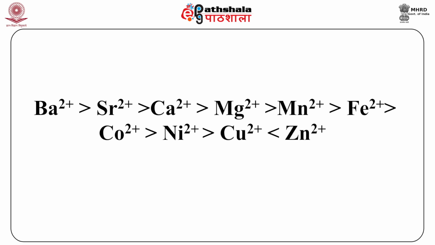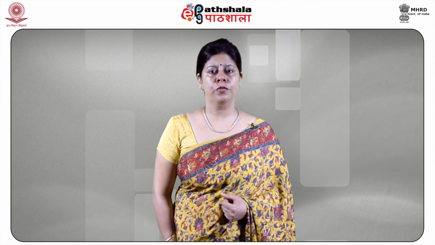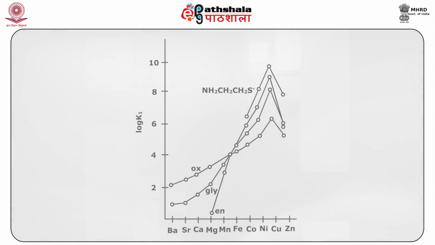The order of size of dipositive ions is barium, strontium, calcium, magnesium, manganese, ferrous, cobalt, nickel, copper, but zinc is greater than copper. Since the size of zinc is larger than that of the copper ion, the stability of the Zn2+ complex is lower than that of the copper 2+ ion. The graph shown in the figure is a plot of log K of complexes of M2+ ions with oxalate ions.